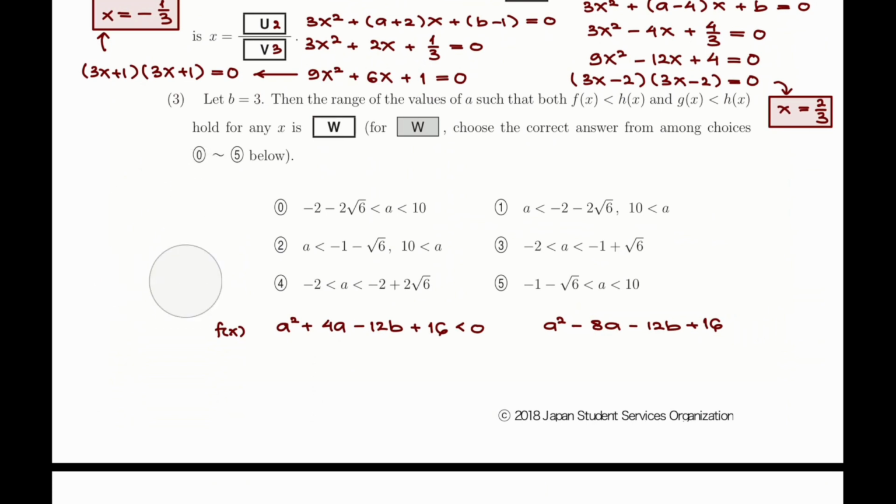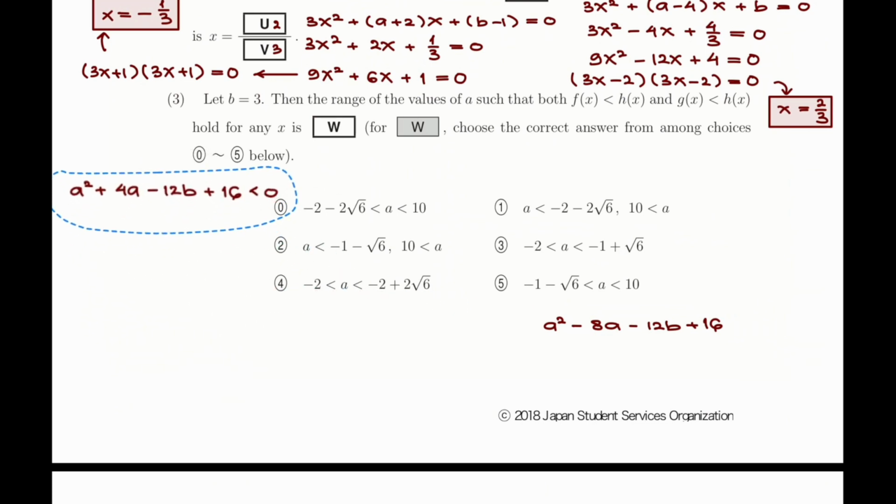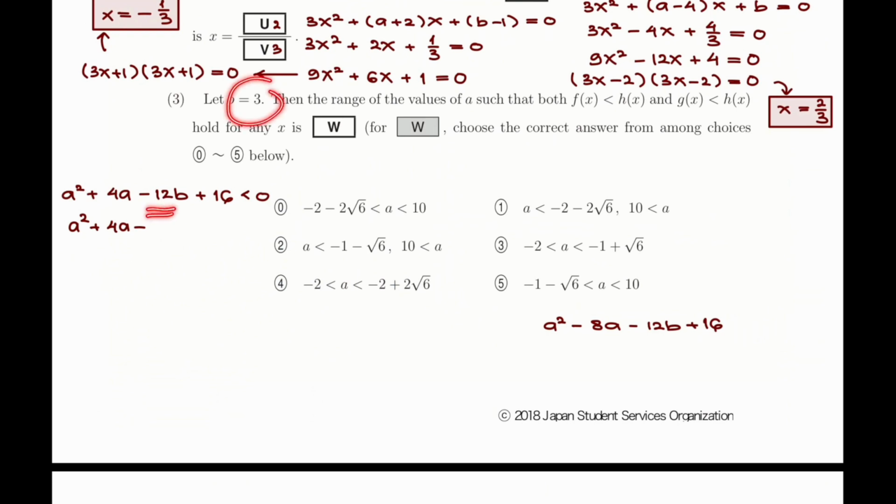I will erase this first and then I will move this to here. Since we already know the value of B is equal to 3, then I will get A squared plus 4A minus 12 times 3. B is equal to 3, yeah? 12 times 3 is 36. 36 plus 16, negative 20. Less than 0. You can find the value of A here.